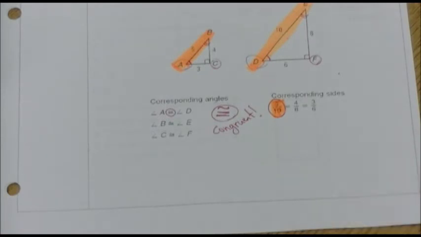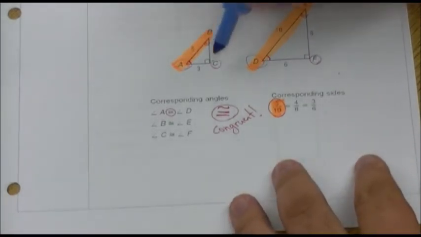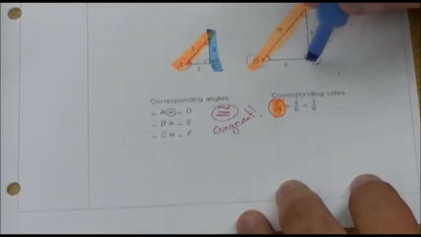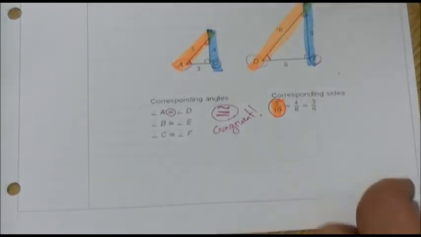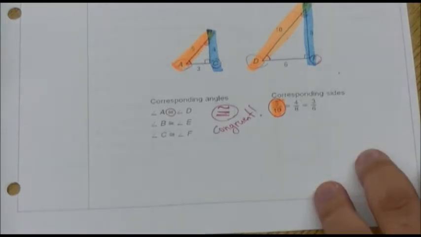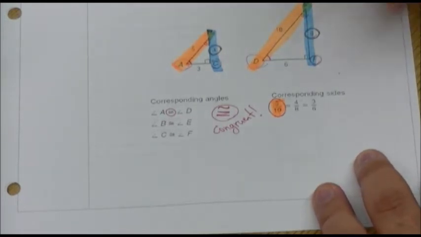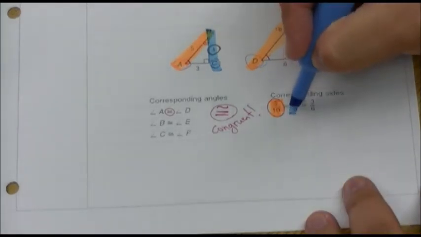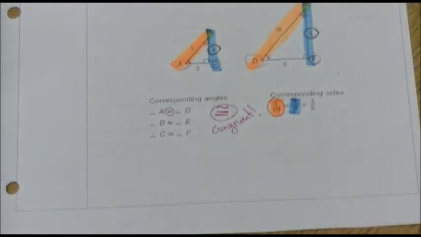Now I'm going to highlight the next sides in blue. So this right here, B to C, is corresponding, is in the same location as E to F. So now we know that this 4 right here is proportional to this 8 right there. So the ratio we can write is 4 to 8.